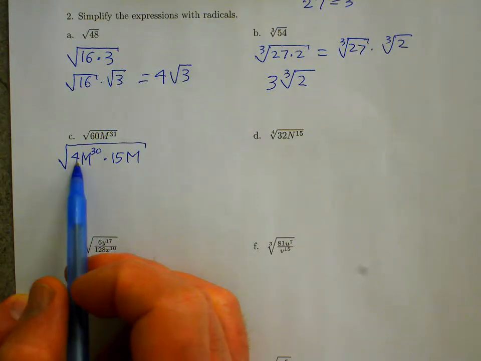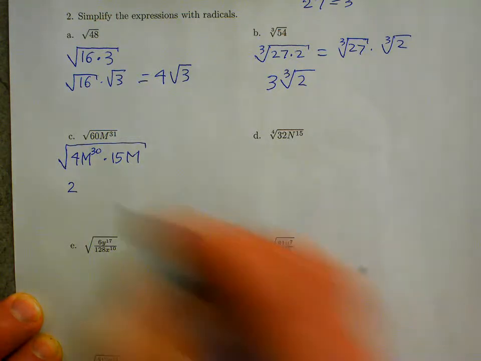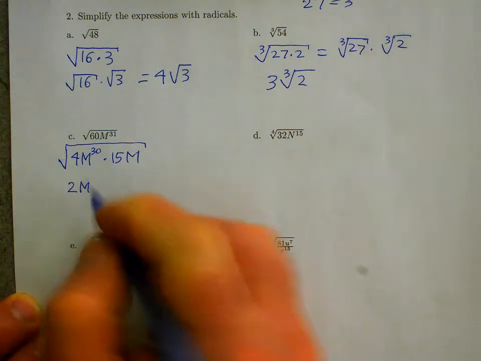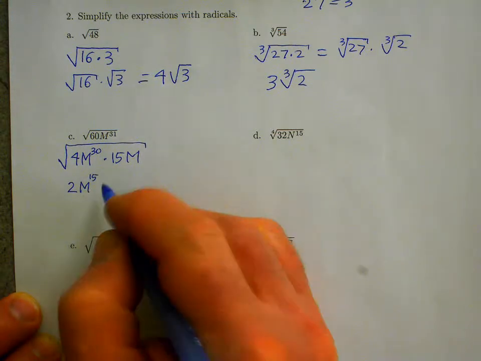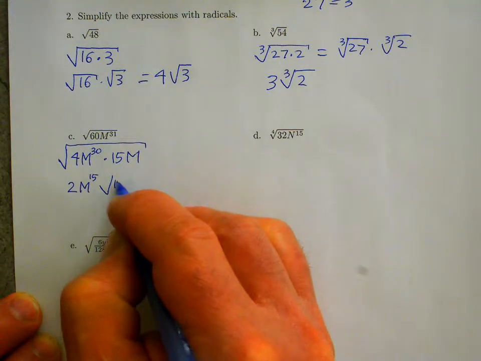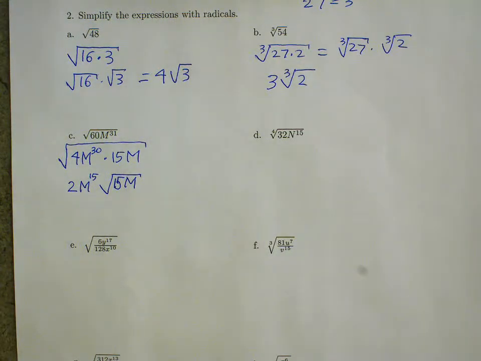The square root of 4 is 2. The square root of m to the 30th is m to the 30 divided by 2, or m to the 15th, and then times the square root of 15m. Okay, that's as far as we can simplify that one.